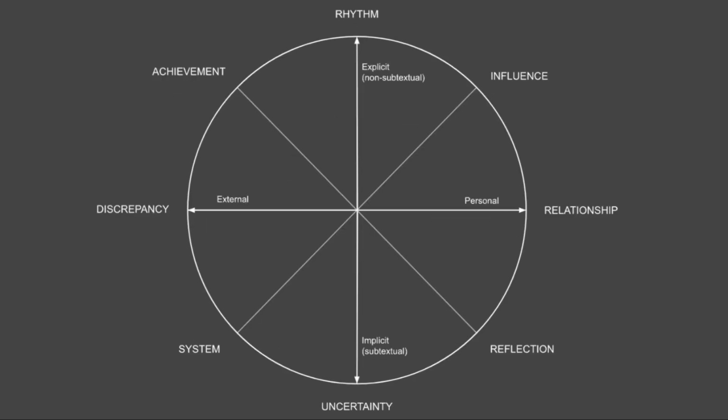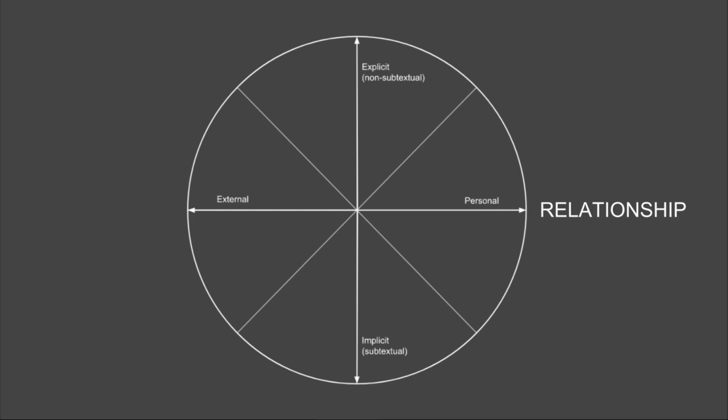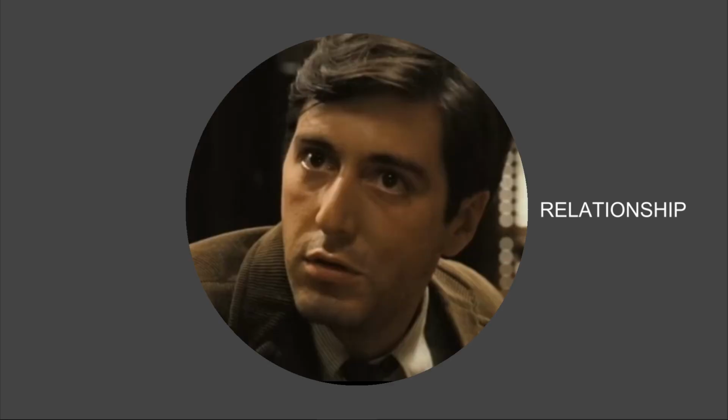Let's move on to the next information type. Next is the relationship information type. Relationship is categorized as personal and neutral. It is the information type defined by relationship dynamics and character personality. Its immersive purpose is to ground the story by establishing characters as believable individuals.